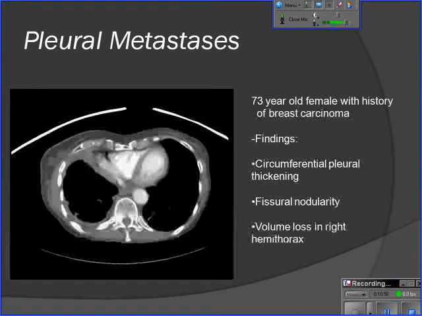This is an example from our institution of a 73-year-old female with a history of breast carcinoma. And you can see here there's circumferential pleural thickening, nodular thickening, and there was actually fissural nodularity as well. And another thing to appreciate here is that there's volume loss of the right hemithorax versus the left, and that can be seen in extensive pleural disease.